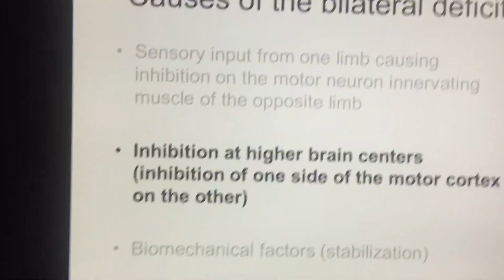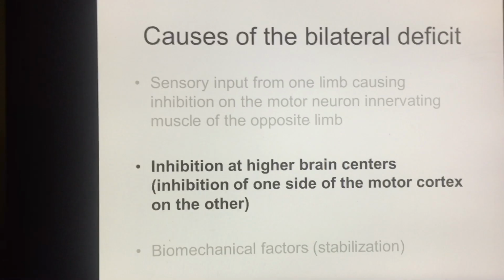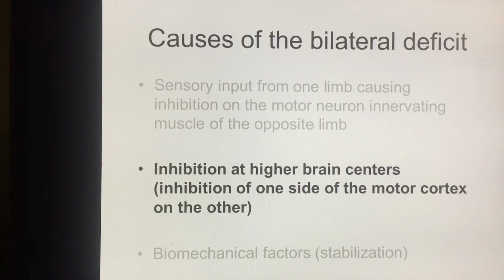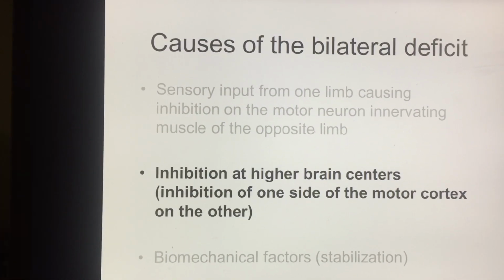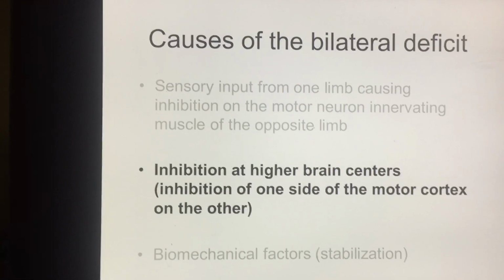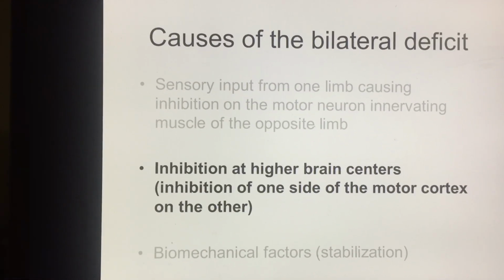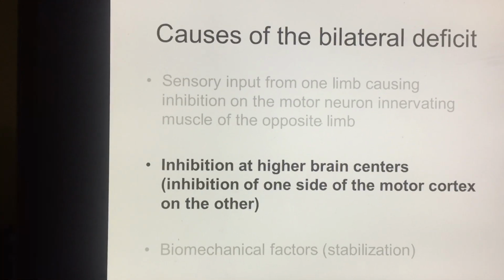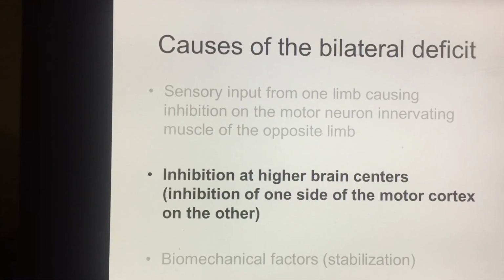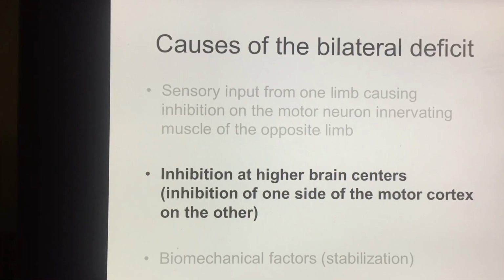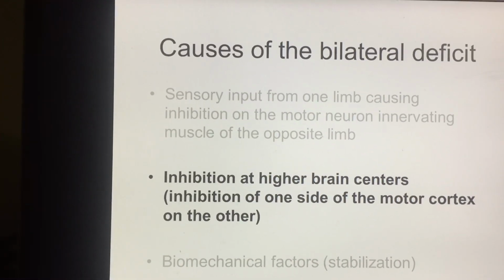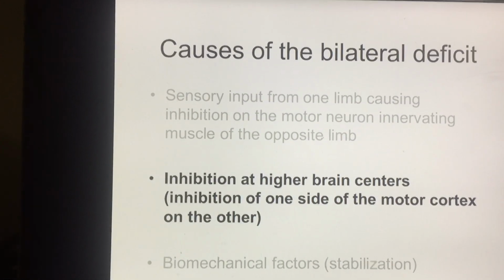But then again, there are other experiments that show that the bilateral deficit might be due to inhibition at higher brain centers. So inhibition of one side of the motor cortex on the other. So again, the right side of your brain controls the left side of your body. The left side of your brain controls the right side of your body. When activating both sides of the brain at the same time, there might be inhibition between the two.